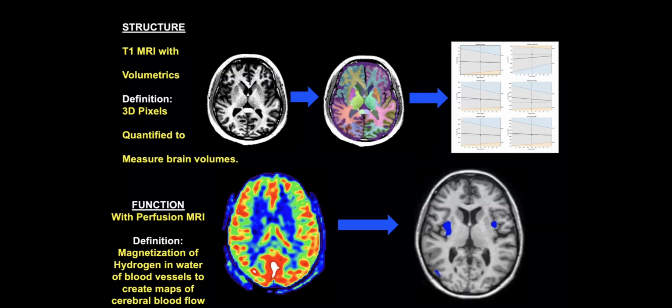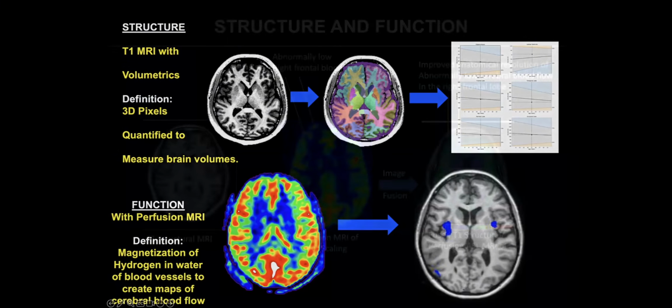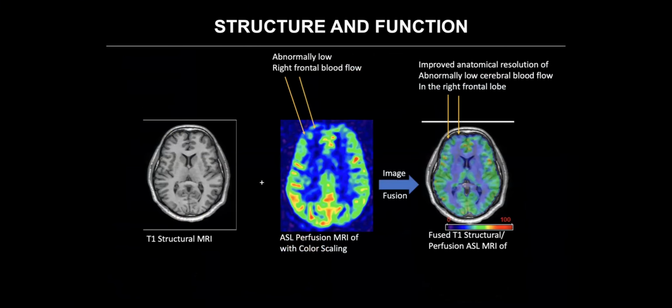But we can also compare it to normative data and identify these blue colors overlaid onto a structural scan, subtle evidence of abnormally low blood flow in the brain that, again, we might not be able to appreciate with conventional visual or qualitative assessments. And so what's an example of that?